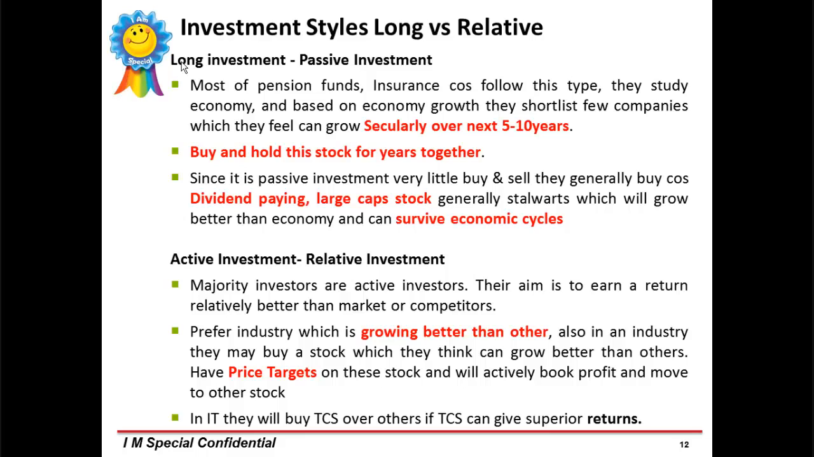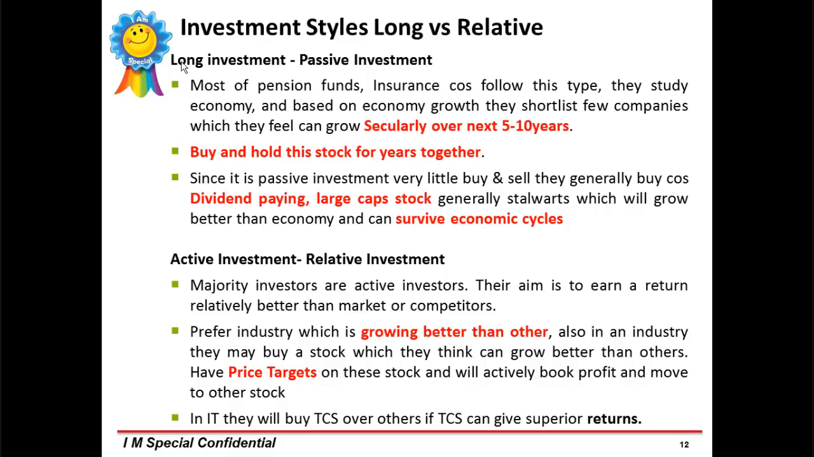Then we have something called active investment or relative investment. The majority of investors in the stock market are relative investors. Though they say they are long-term investors, they are relative investors. They make money by buying stock and selling stock. Their aim is to earn a return relatively better than the market or competitors. They prefer an industry which is growing better than others, but also within an industry they might buy a stock which they think will give a better return.